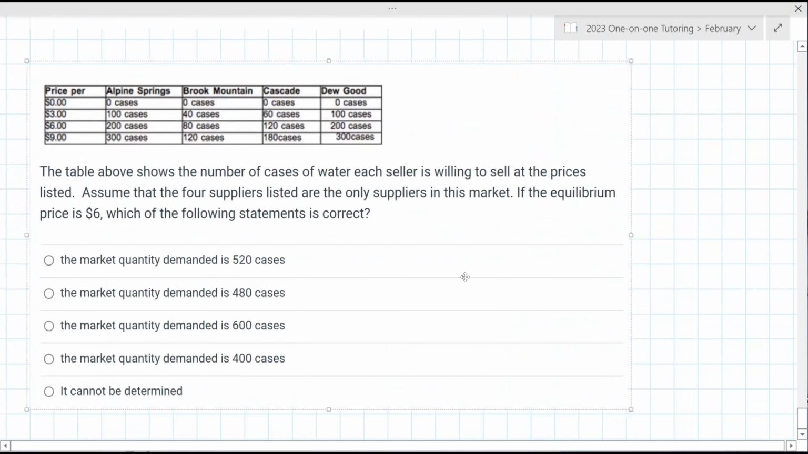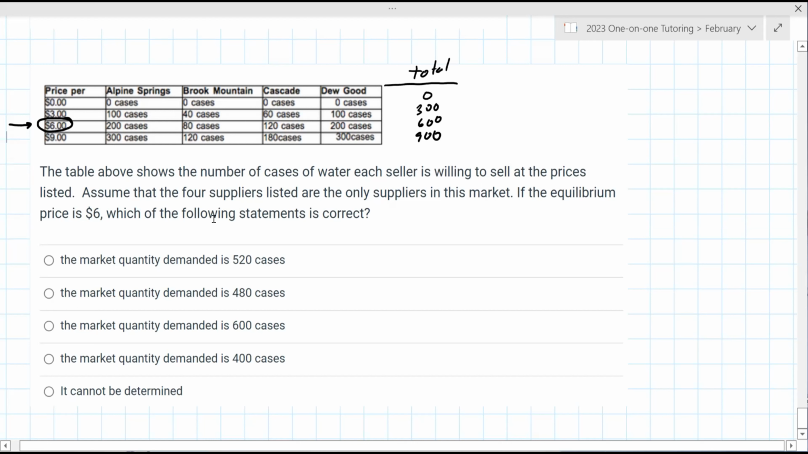All right, the table above shows the number of cases of water each seller is willing to sell at the prices listed. This is the one where we made the total over here, and we want to do that again. It looks like it's the same numbers: the 0, the 300, the 600, and the 900 cases. And now they're asking what's going on at $6. Assume that the 4 suppliers listed are the only suppliers in the market. If the equilibrium price is $6, that's why we're focusing on that row. Which of the following is correct?